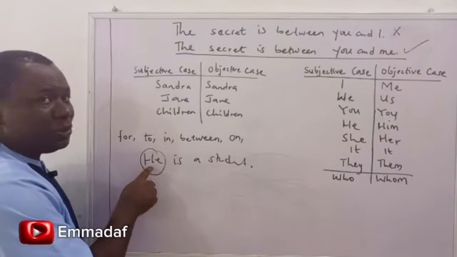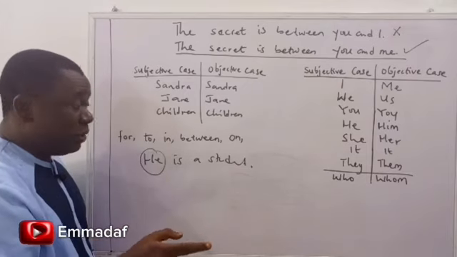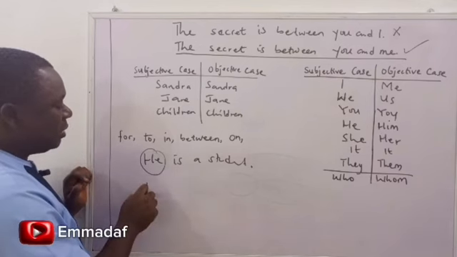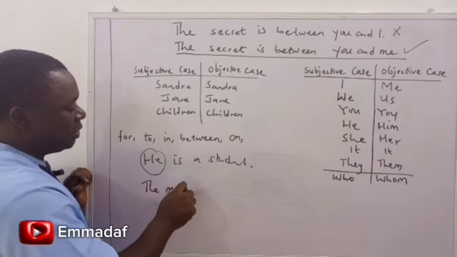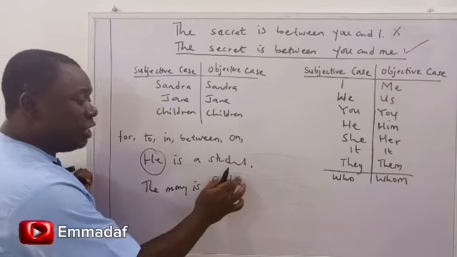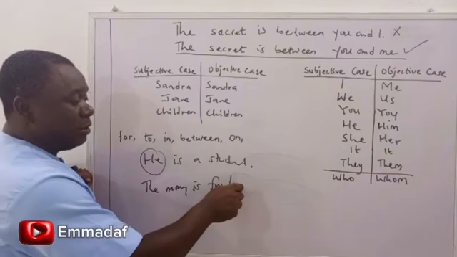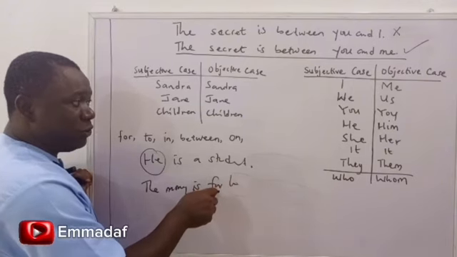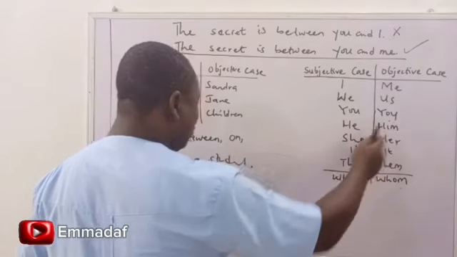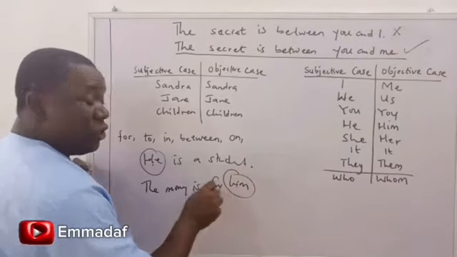Now this same pronoun, when it functions as the object of a verb or the object of a preposition, changes form. The money is for, you don't say he. It changes form because this is a preposition and this is functioning as the object of the preposition. It changes to the objective case. The form for the objective case is him. So you see, this he has changed to him.